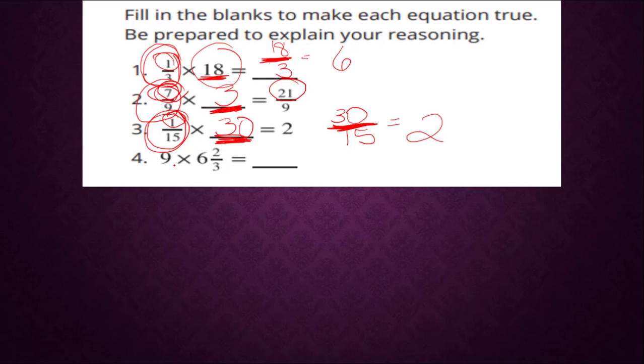Okay, on number 4, we have a mixed number. So we're going to take that mixed number and change it into an improper fraction. So remember, you take the whole times your denominator. 6 times 3 is 18, and you add the numerator to it. So 18 plus 2 gives me 20 thirds, and we bring over what we have not done, which is our 9.